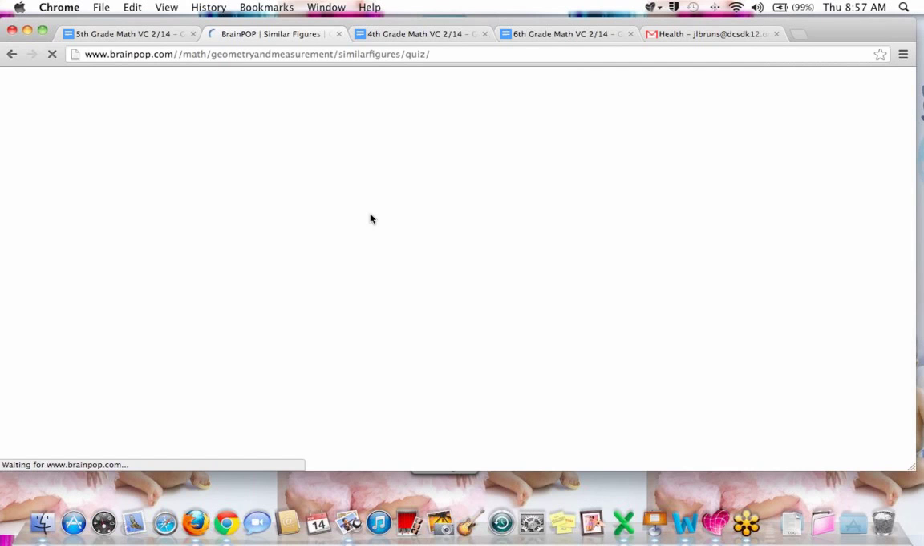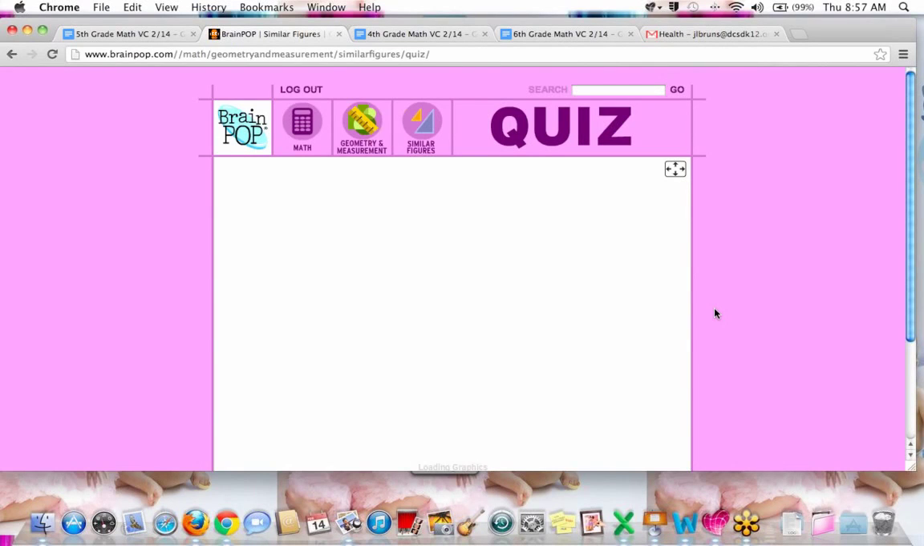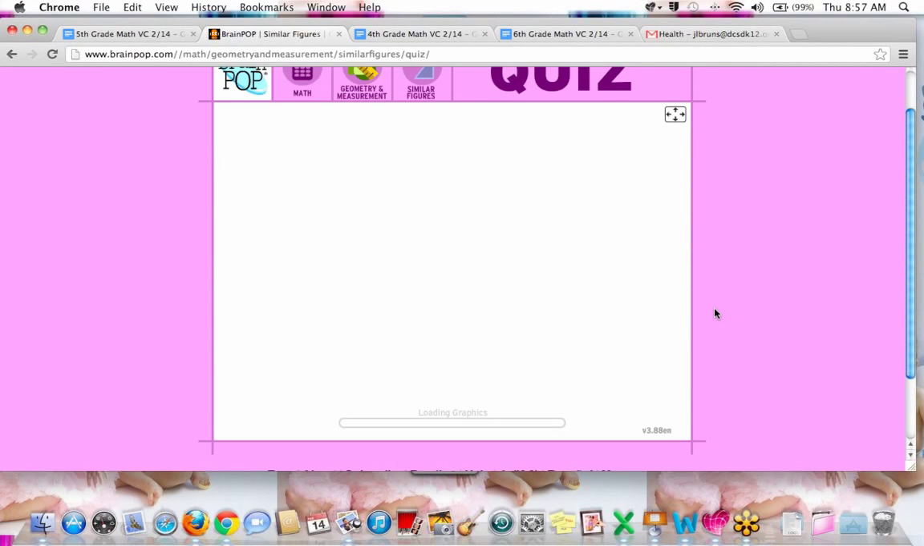Wow, BrainPop's running kind of slow today. Or maybe it's just my computer. Who knows? I can try on my computer. Well, let's give it just one more second, because pretty much any time I give up, that's when it'll come up. Oh boy. All right, well, there it is. Whew, loading the graphics. Okay.